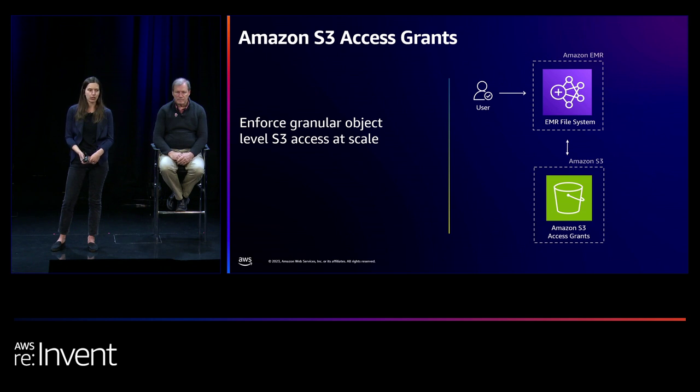So the way this works with Amazon S3 access grants, let's say you have a user that submits a Spark job with Amazon EMR through EMRFS. EMRFS calls Amazon S3, and credentials are returned based on the user running the job to get used in EMR to run the job. So you can enforce granular access to buckets or bucket prefixes based on user's identity or group membership from your identity provider through IAM Identity Center.